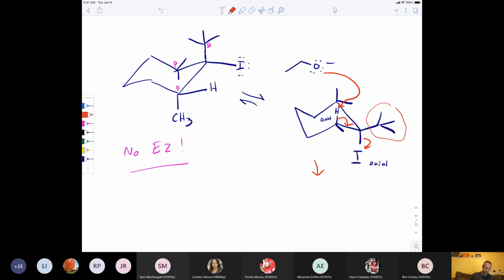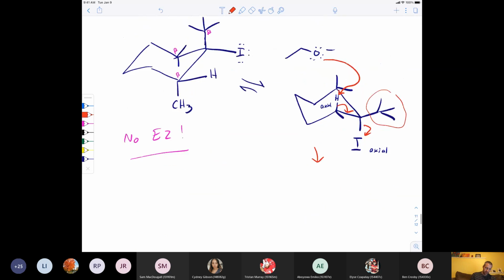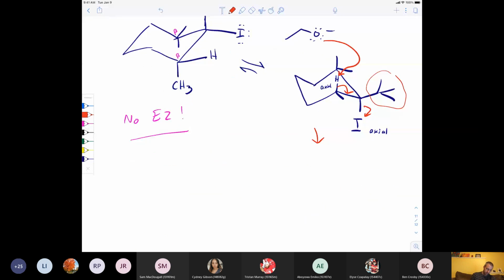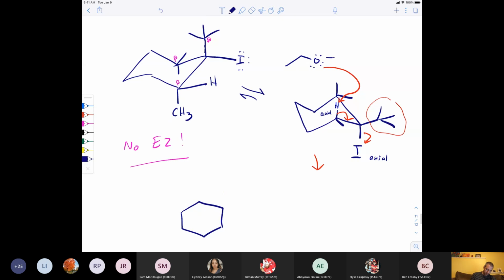If we asked you the same molecule and we didn't get you to ring flip, like if we didn't ask you to draw the ring, then what this molecule would look like would look like two methyls there.